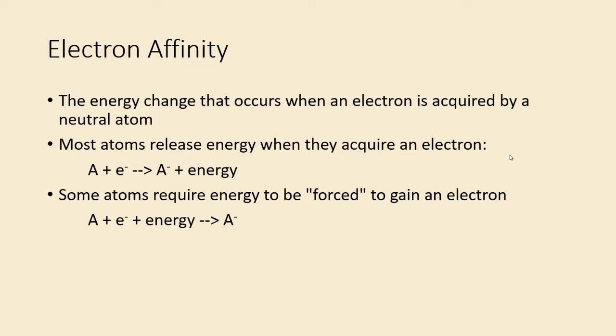So our next trend is electron affinity, and this is the energy change that occurs when an electron is acquired by a neutral atom. Most atoms are going to give off energy, or release energy, whenever they gain an electron. So we could write this as a general formula: A plus electron gives me A minus plus energy.